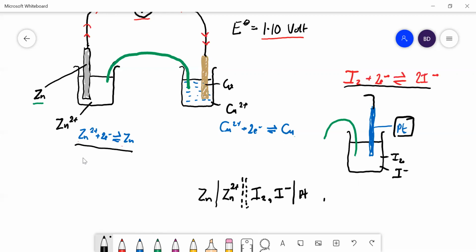And if you did that, you'd find that the E for that cell would be 1.3 volts. And that is a little bit interesting, because it suggests, look, the voltage we got when we had copper there was only 1.1 volts. So that suggests that I2 is better at accepting electrons.